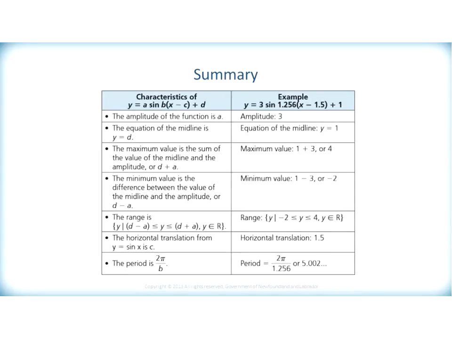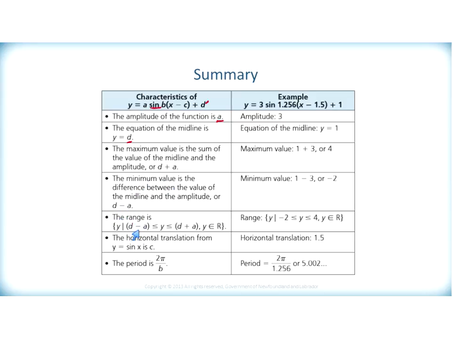So in summary, we have characteristics for a sine equation. The amplitude is a, of course. The equation of the midline is d, right here. The maximum value is the sum of the value of the midline and the amplitude, so d plus a will be the maximum. The minimum value is d subtract a.